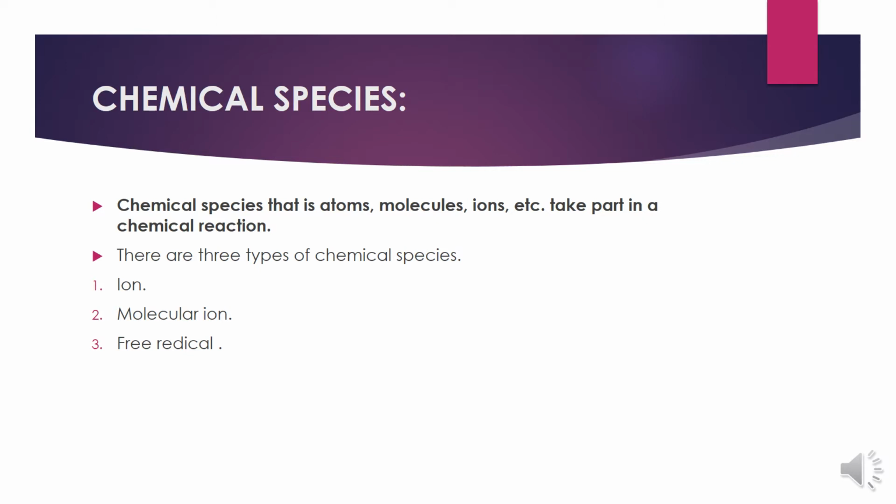What is chemical species? Chemical species, that is atoms, molecules, ions, etc., take part in chemical reaction. So, the particles that take part in chemical reaction are known as chemical species. There are three types of chemical species: ion, molecular ion, and free radical. We will discuss ion in this lecture and the molecular ion and free radical in the next lecture.